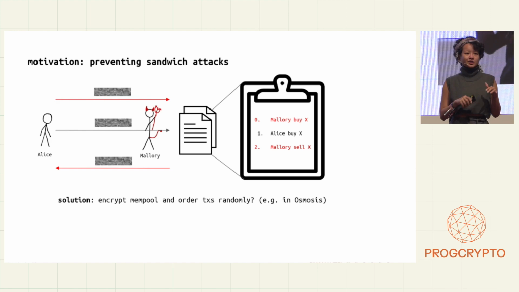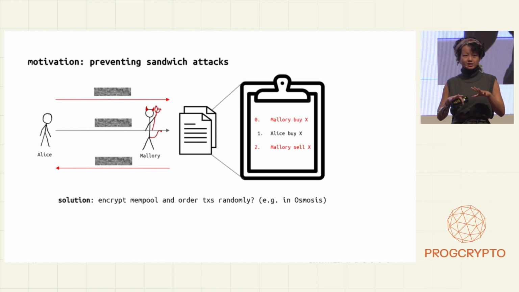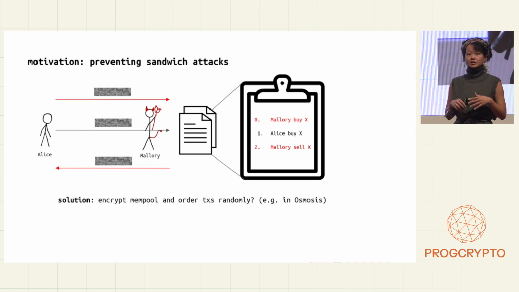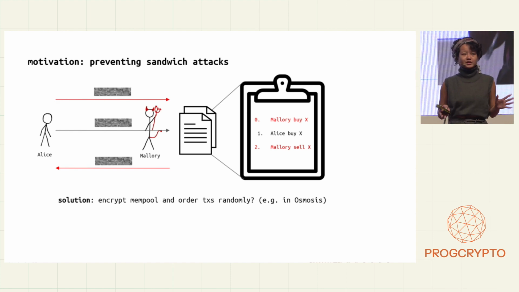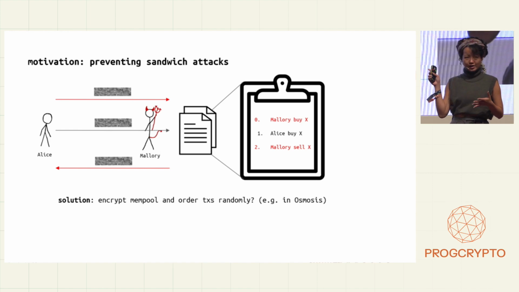So the naive solution to sandwich attacks is this sort of brute force kind of privacy, which is the encrypted mempool. And this is what is done in Osmosis. So every transaction in the Osmosis mempool is encrypted. And what this means for the block creator now is that there's no point of reordering transactions because they all look like random ciphertexts.